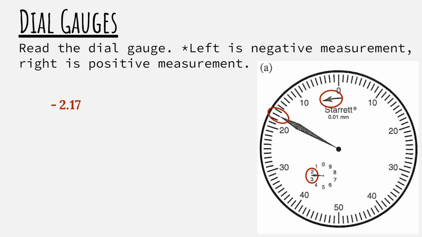So negative 2.17. I'm told we're in millimeters, so my label is going to be millimeters. So negative 2.17 millimeters.